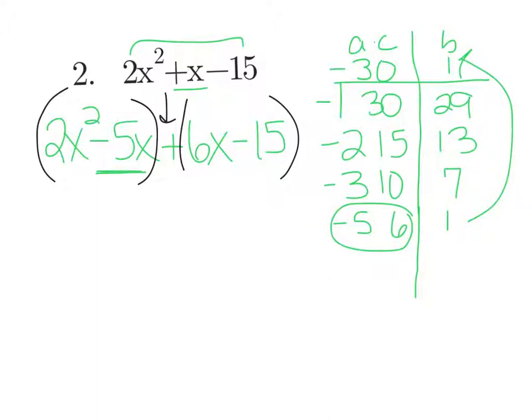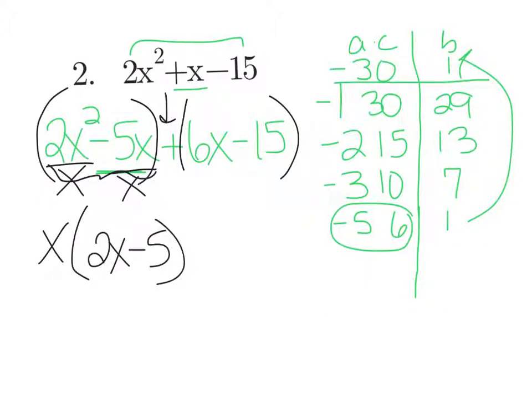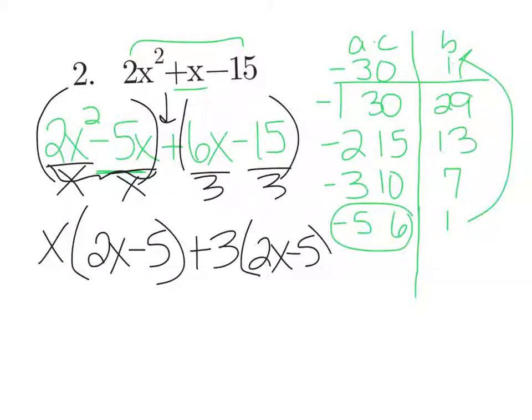Now I'm going to factor out what 2x squared and 5x have in common, which is just an x. So I'm going to factor out an x. So I have 2x minus 5. Bring down my plus sign. Now 6x and 15, they don't have an x in common, but they do have a 3. So I'm going to factor a 3 out, which would be 2x minus 5. Again, make sure these are always the same.